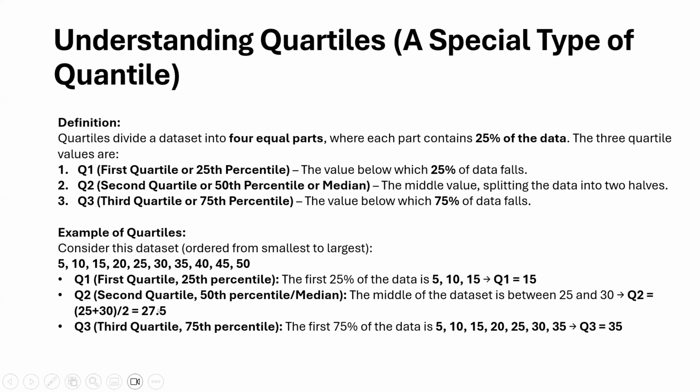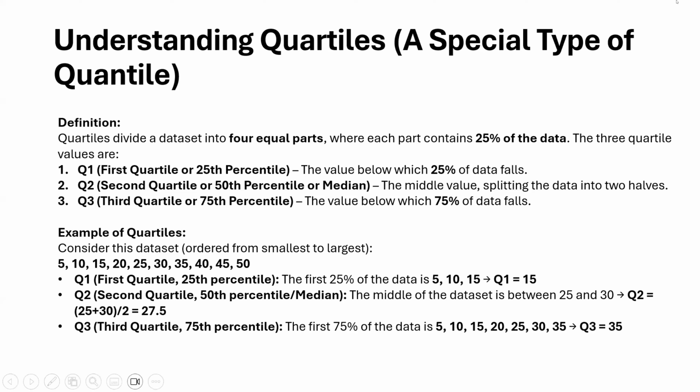What we used to do when we have even numbers, we pick the middle two numbers and take the average of them, right? That will be our 50th percentile, or median, or Q2. Basically, we represent quartiles with Q1, Q2, and Q3. So Q2 is nothing but your 50th percentile and median.